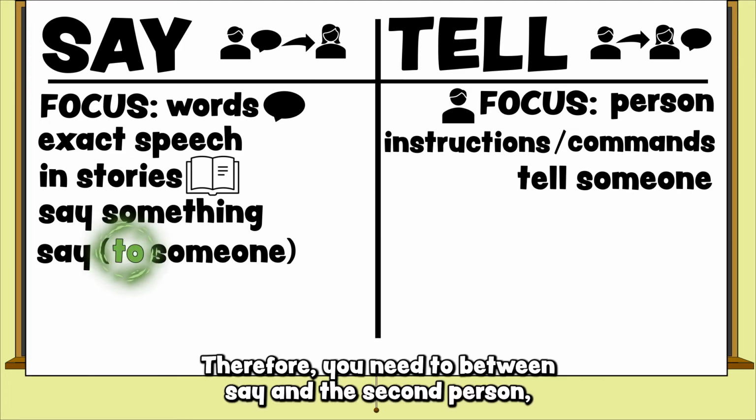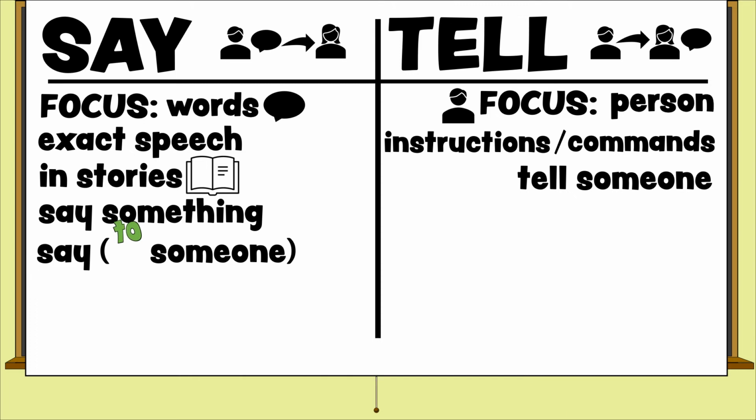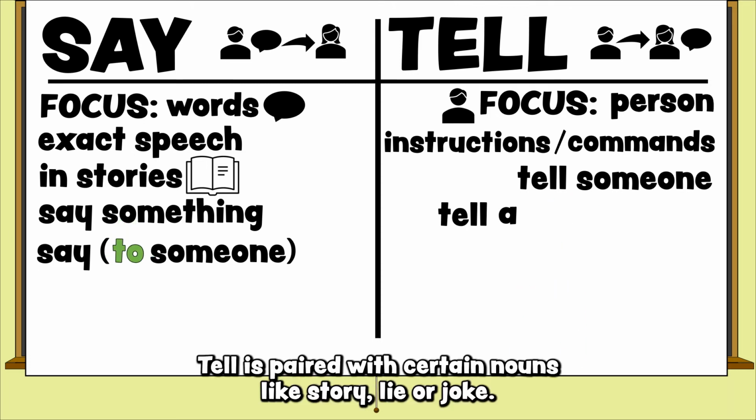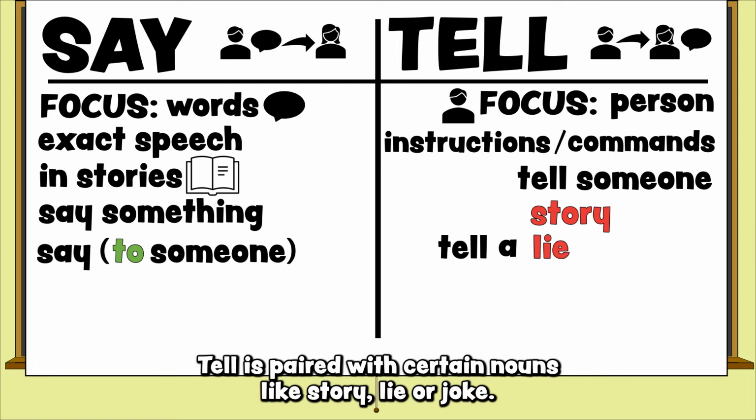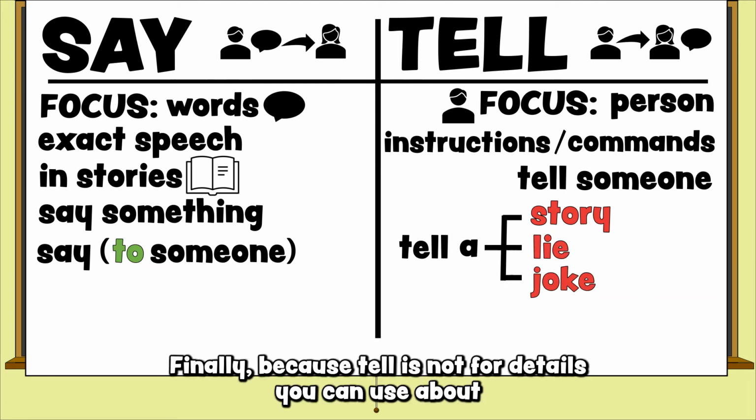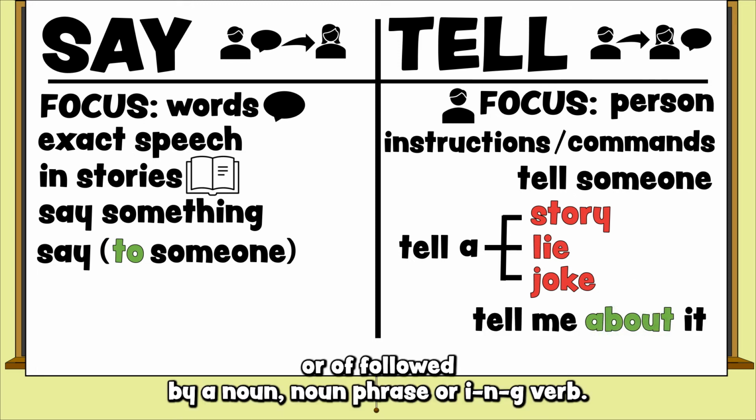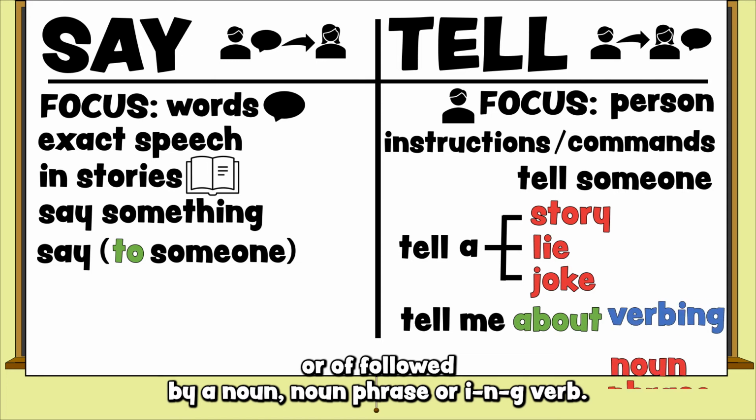Therefore, you need to between say and the second person, but not with tell. Tell is paired with certain nouns like story, lie, or joke. Finally, because tell is not for details, you can use about or of, followed by a noun, noun phrase, or ing verb.